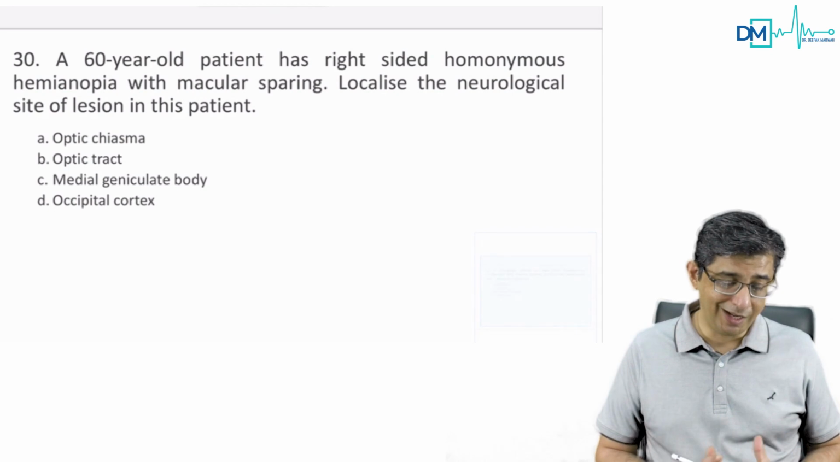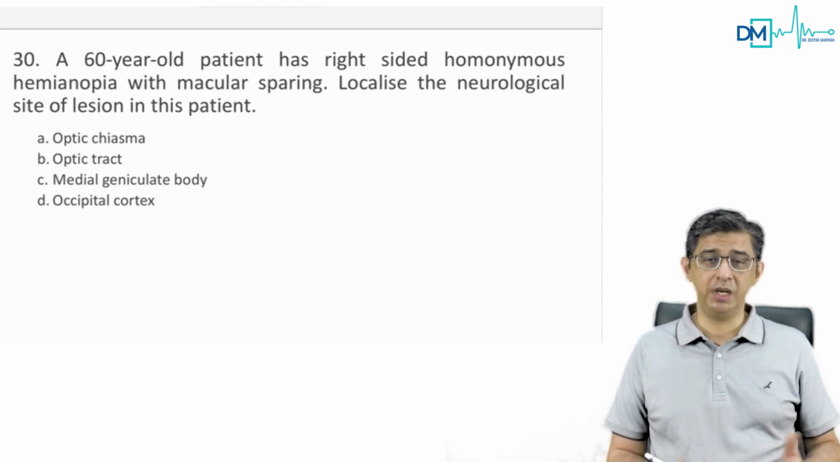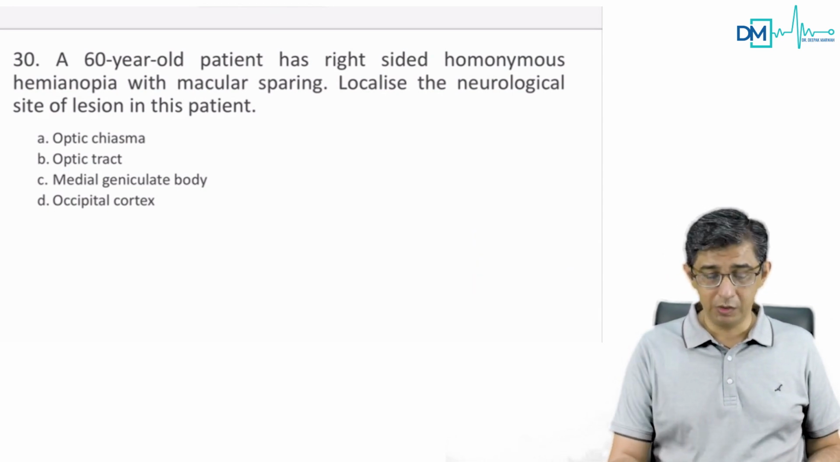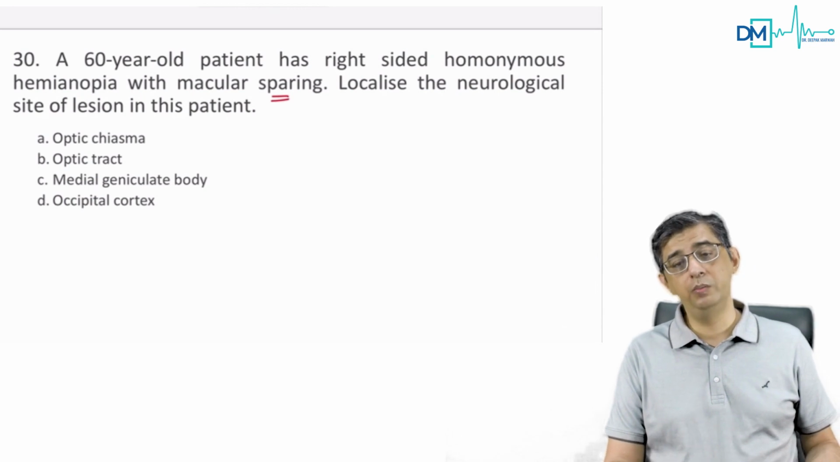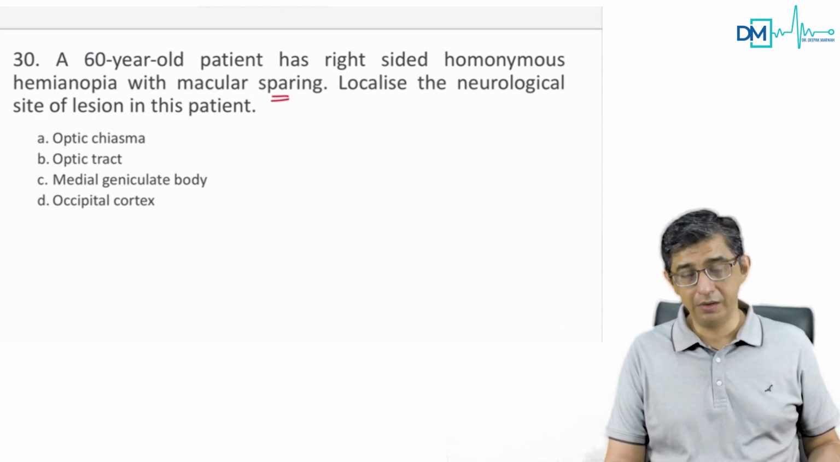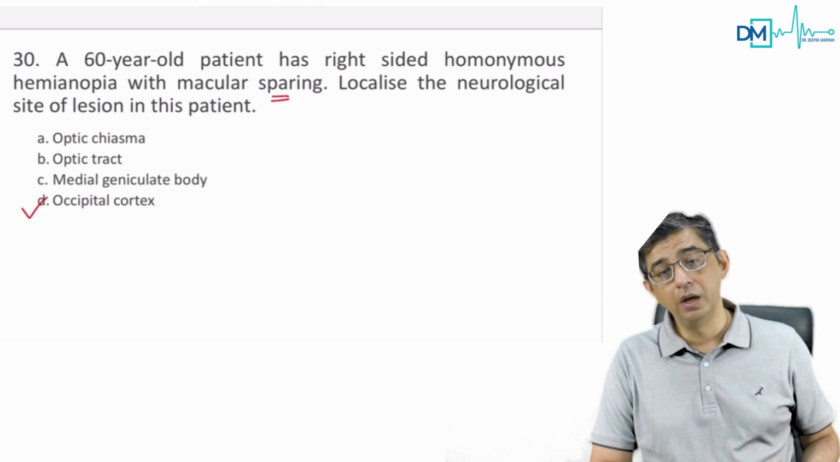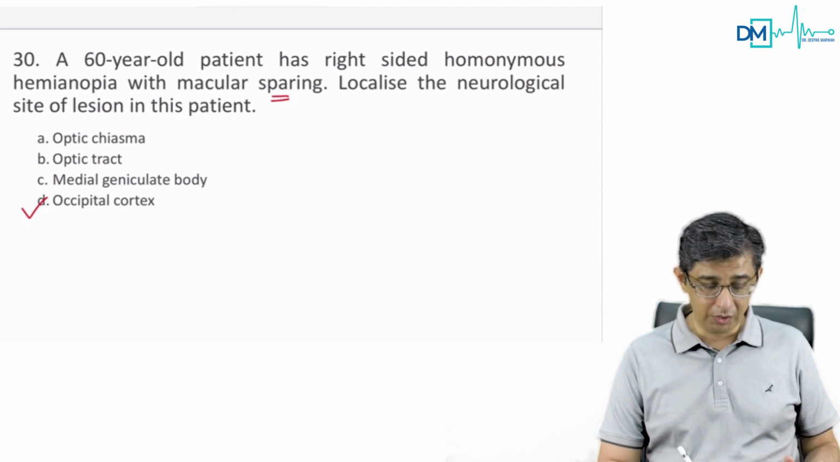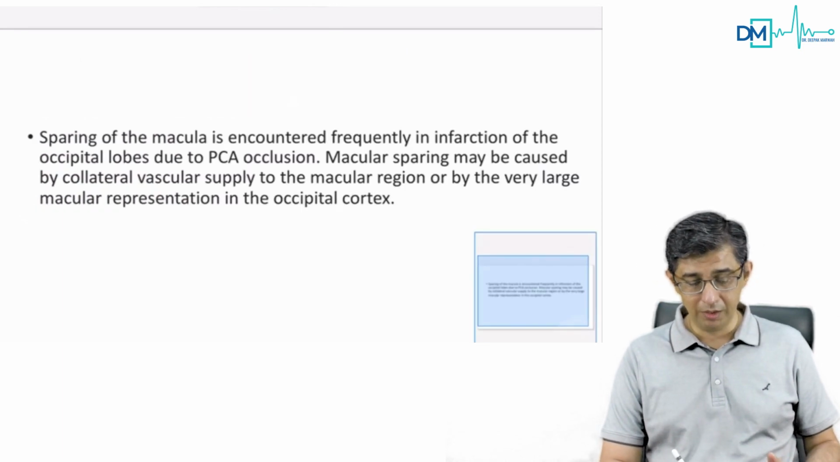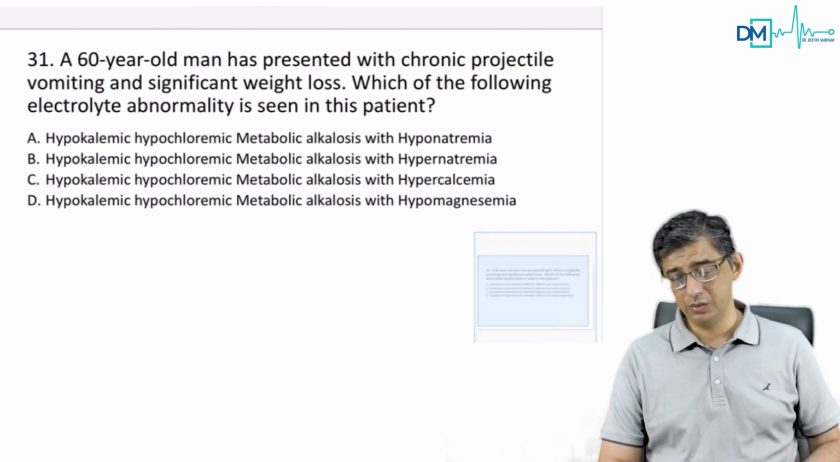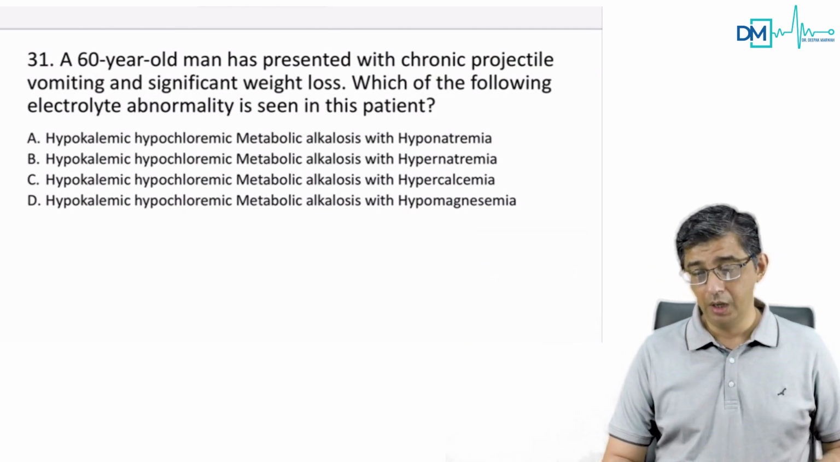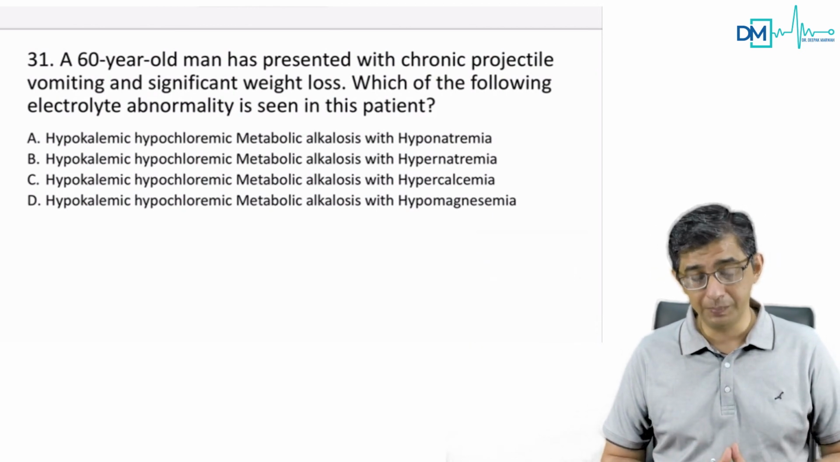The next question has an anatomy and medicine overlap. A 60-year-old chap with homonymous hemianopia with macular sparing. The keyword is macular sparing. The moment you read that, you know the answer, right? This would be the occipital cortex. So the bottom line of this discussion is that you can just go through the scores so that you can get a better idea regarding how well you fared in the exam.